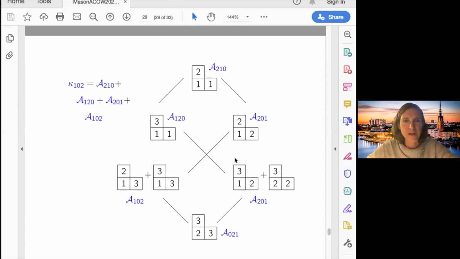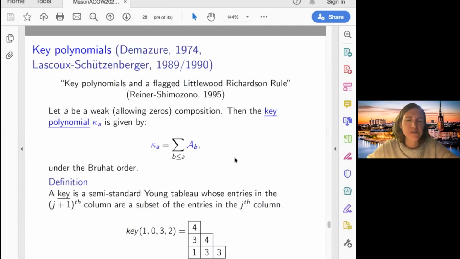So for those of you who like crystal graphs, here's a quick picture of that. And then the keys: there are different ways to define them, but a key is a semi-standard Young tableau whose column entries are subsets of one another. So the set of entries in the second column is a subset of the set of entries in the first column, and so on. Each weak composition corresponds to a key by taking your first part of the composition and writing down that many ones starting in the leftmost column. Then your second part, you write down that many twos. Your third part, that many threes, so that you're forcing the columns to be subsets of one another.